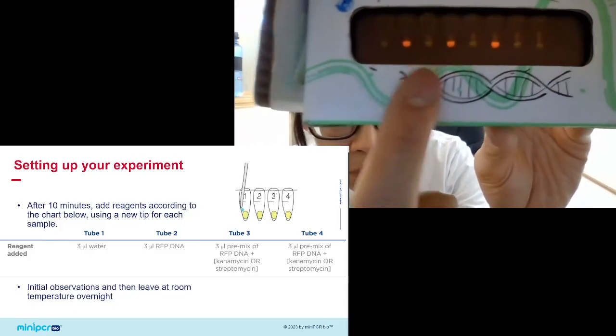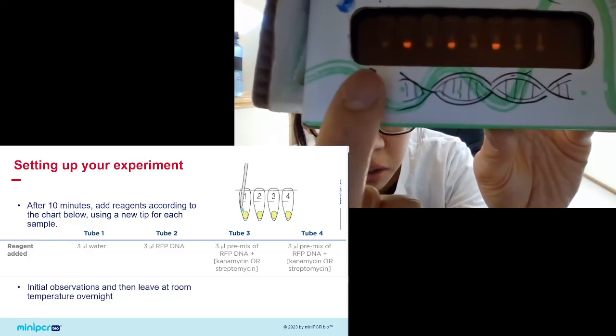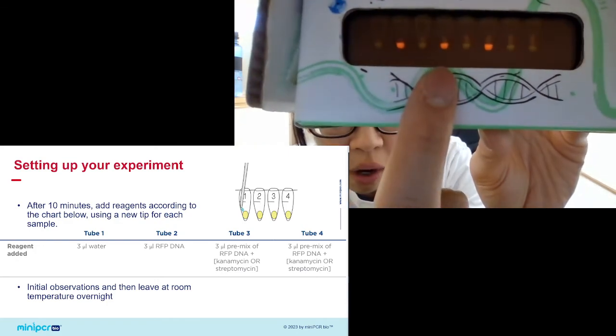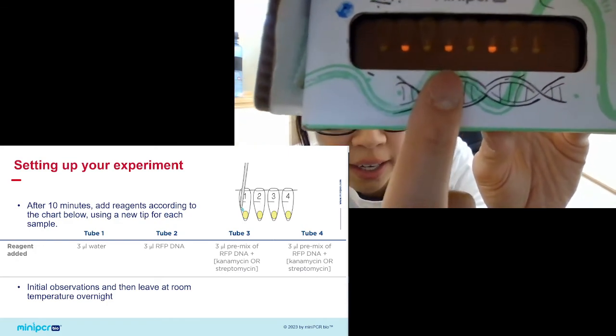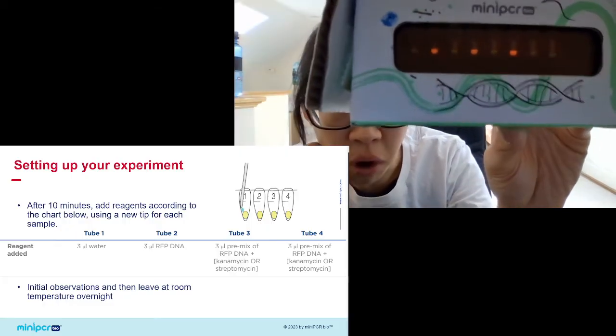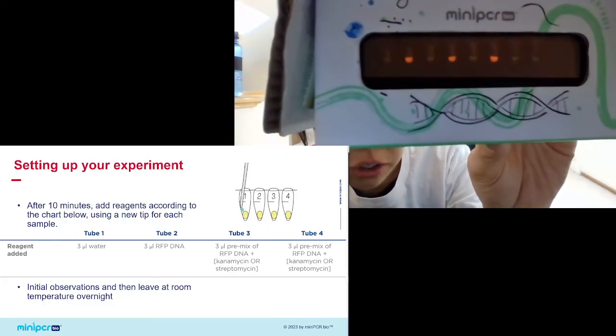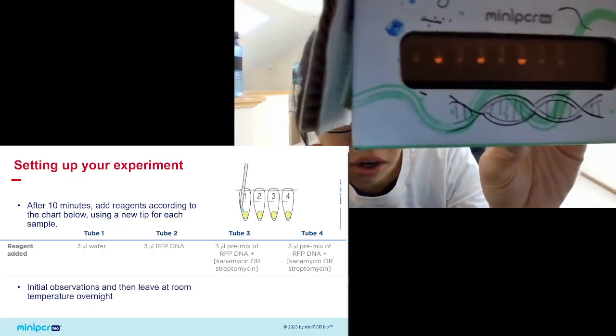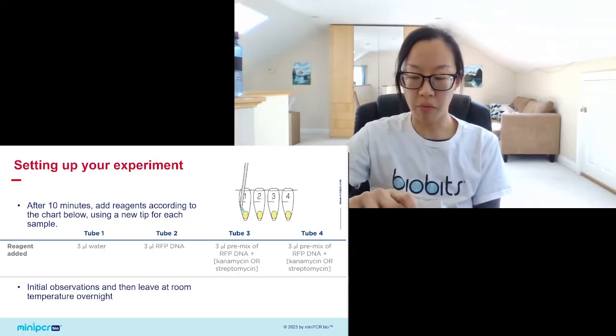So here we have tubes 1, 2, 3, 4 for the set of kanamycin, and the next 4, 1, 2, 3, 4, are tubes 1 through 4 for streptomycin. Interesting, right? All right, so I'm going to go back to my slides now and review the results.